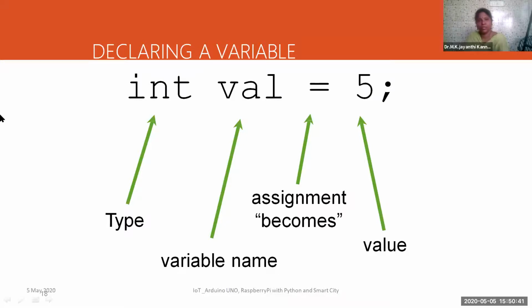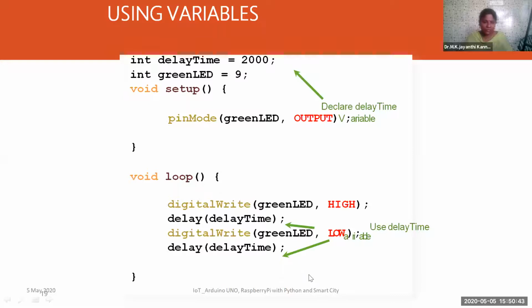So here val means the variable name, and it is an assignment, and 5 is the value assigned to the variable. To see how we can make use of variables in Arduino UNO, here we are introducing two variables: int delayTime = 200 milliseconds, and int greenLED = 9. Here the variable greenLED is assigned the value 9, and in void setup, pinMode(greenLED, OUTPUT). So here greenLED is pin number 9, and pin number 9 is assigned as an output pin.